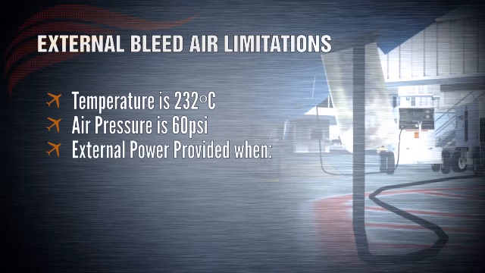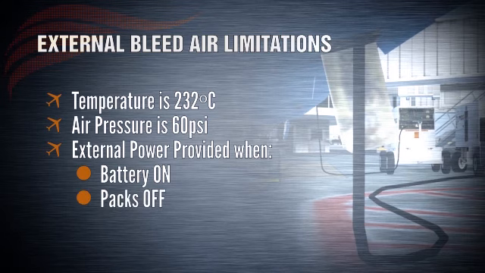Only two conditions must be met for external power to be provided. The flight crew must ensure these. The battery power must be on, and the air conditioning packs must be off. Both these items are explained in the 737NG electrics and air conditioning lessons, respectively.